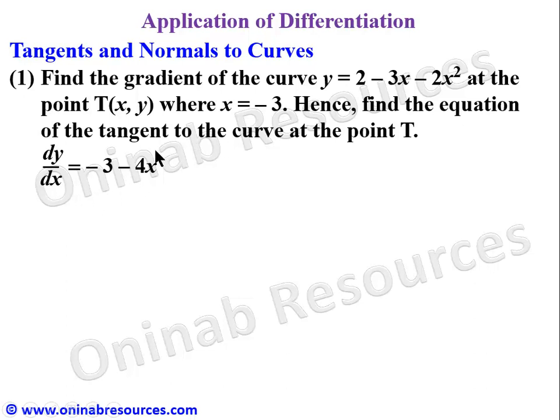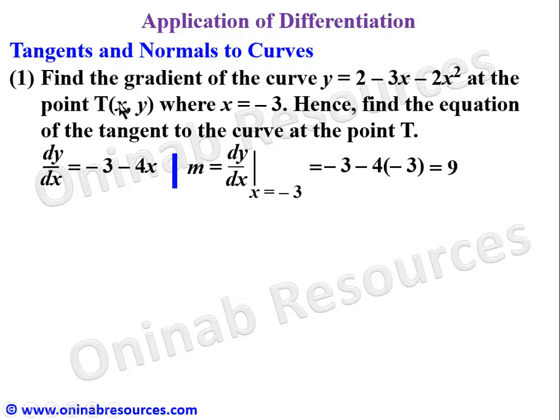Now, to get the gradient, we let m be the gradient of the curve at x equals negative 3. So that will be dy/dx at x equals negative 3. Then we substitute x equals negative 3 in this function. So we have negative 3 minus 4 times negative 3. Negative 4 times negative 3 gives positive 12, plus negative 3 gives 9.